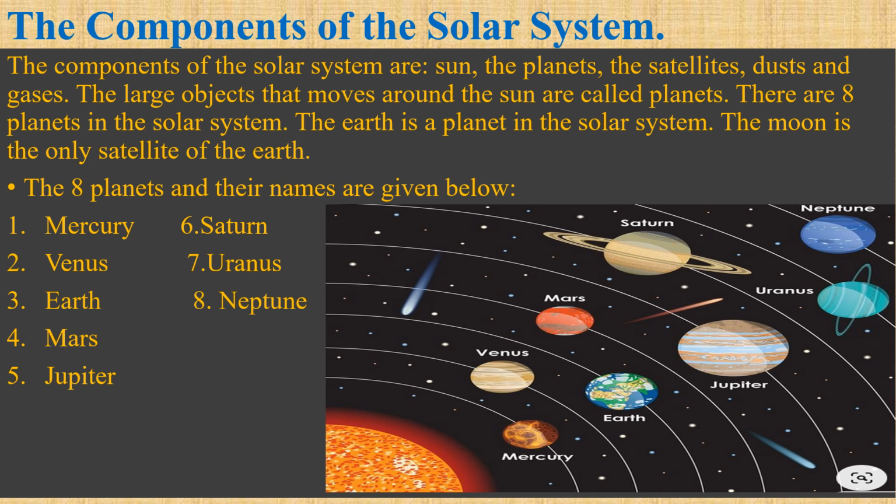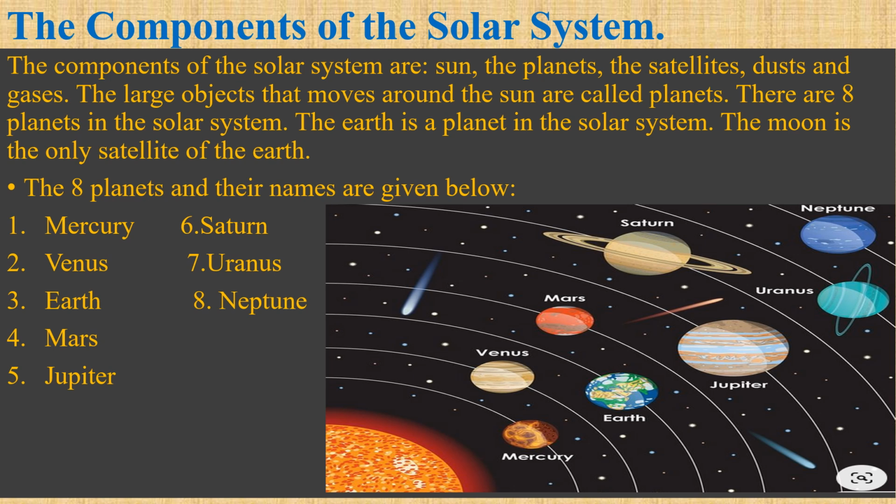The large objects that move around the sun are called planets. There are 8 planets in the solar system. In the picture we can see 8 planets. The Earth is a planet in the solar system. Comment down below if you find Earth in the picture. The Moon is the only satellite of the Earth. The 8 planets and their names are given below.